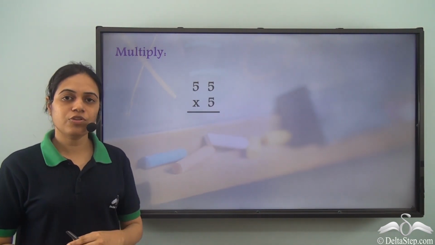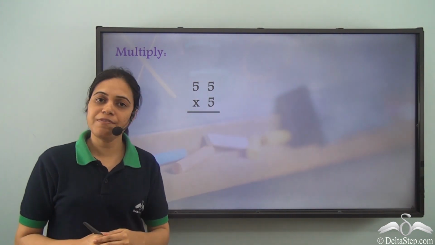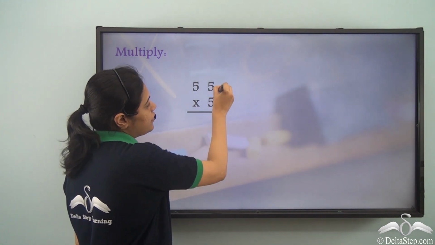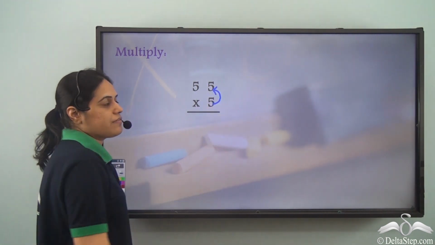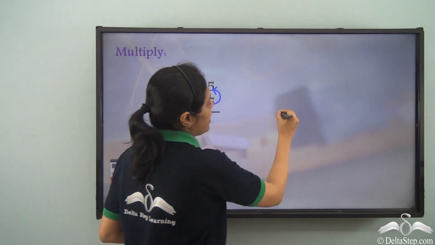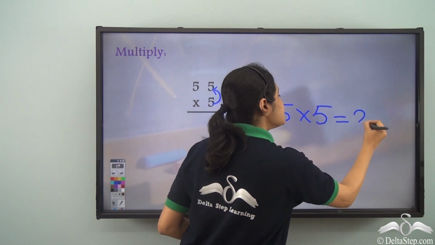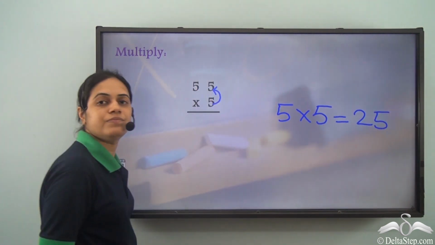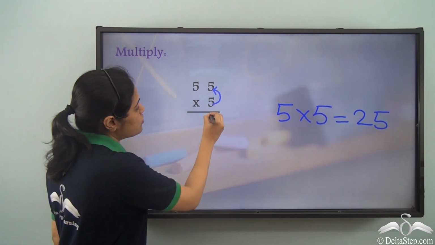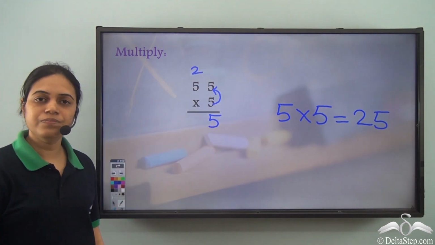Now can you try this on your own? So we have 55 into 5. So first I multiply 5 by this 5. That is 5 in the ones place. From the table of 5, we know that 5 into 5 is 25. But I cannot write 25 in ones place. So I write 5 and 2 is carried here.